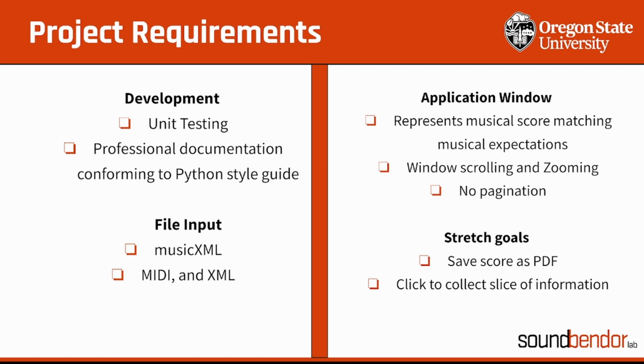As for the stretch goals of this project, one of them was to be able to save the score represented in the application window as a PDF file. Another was to implement user functionality allowing them to click anywhere on the screen and collect a slice of information based on what they clicked on. For example, if the user were to click on an individual note, it might return the pitch of the note and any accidentals attached to that note.